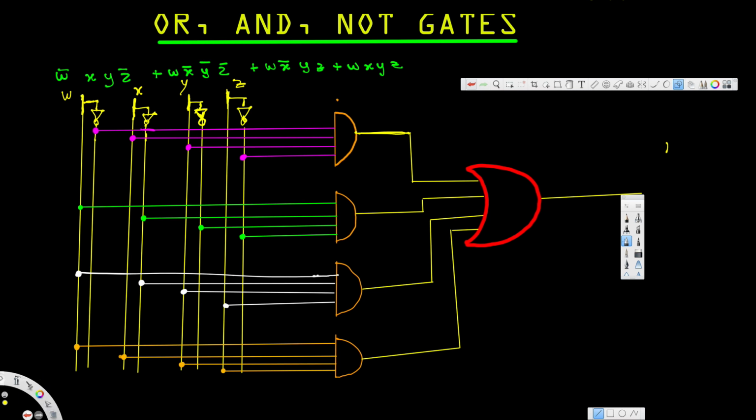Let's go ahead and write the terms for each of these. This one was w bar x y z, w x bar y bar z bar, and this is w x bar y z, and this is w x y z, and this is how we build a circuit when we have the expression given. I hope this helps. Thanks for watching.